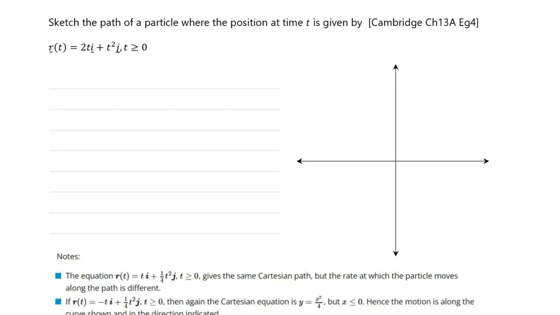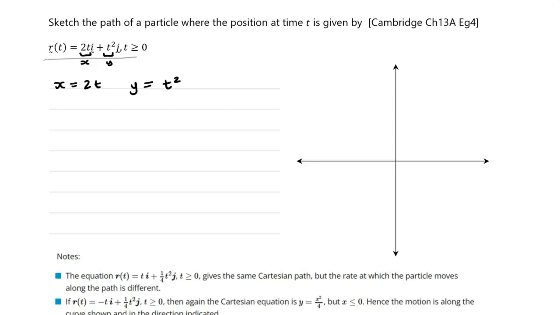Bit different here. We want to sketch the path of a particle when the position at time t is given by, and this is our first one, r equals 2t i plus t squared j, where t is greater than or equal to 0. So this is our x, this is our y, so we know x is 2t, y was t squared.